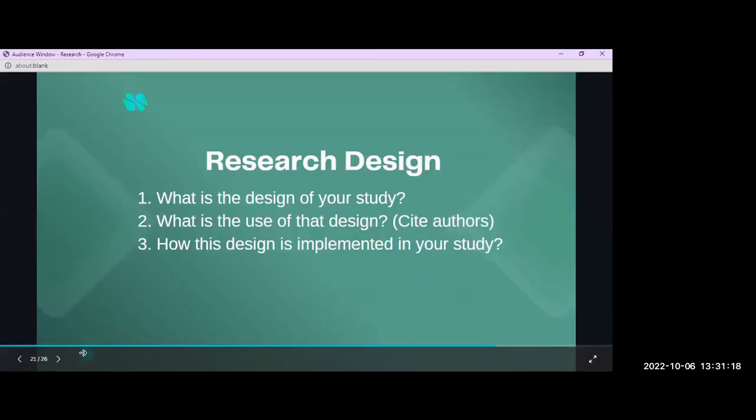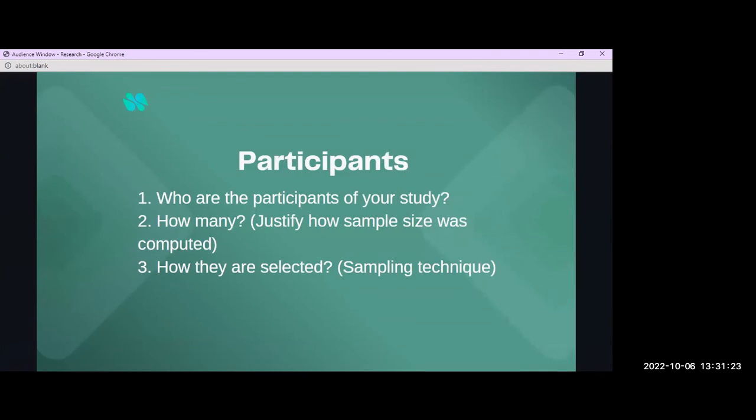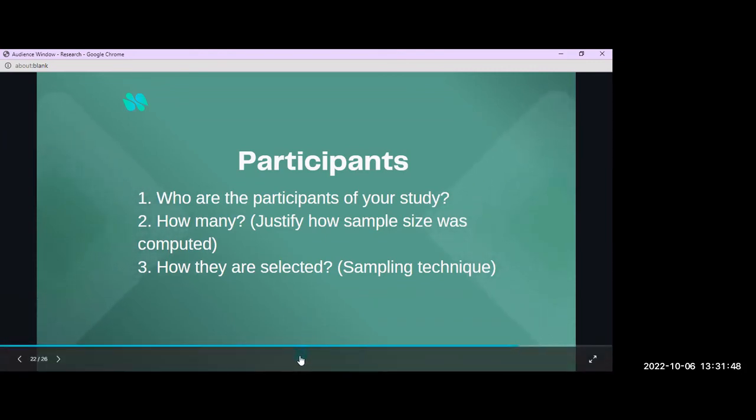After research design, participants. Okay, so I always place guide questions para you can already have a basis on how to write portions in the methodology. Who are the participants of your study? How many? Sample size and how they are selected, sampling technique. Okay, so you just have to answer that.